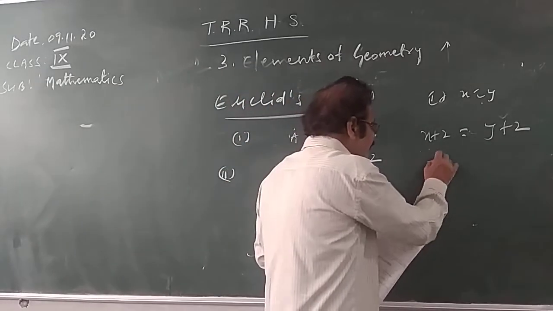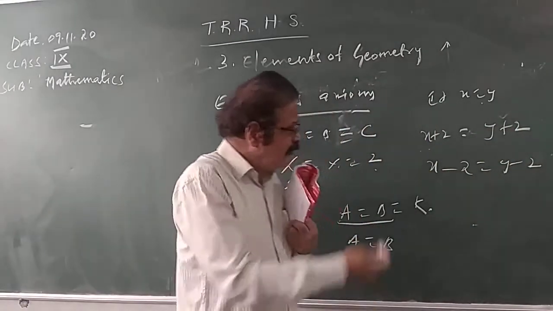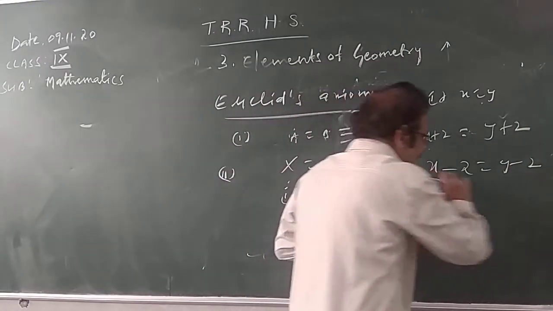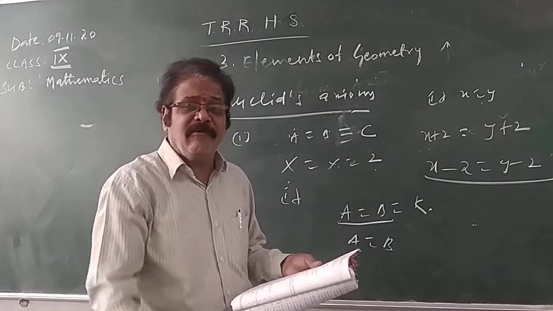Third one, if equals are subtracted, x minus 2 equal to y minus 2. If x equal to y, and from both sides we subtract 2, then x minus 2 equal to y minus 2. If x equal to y, automatically x minus 2 equal to y minus 2.